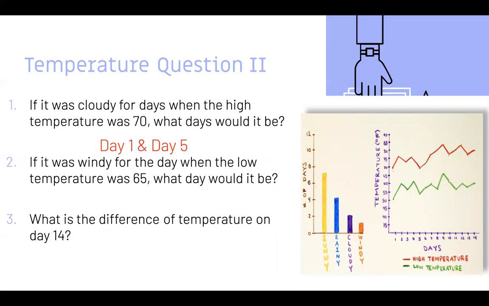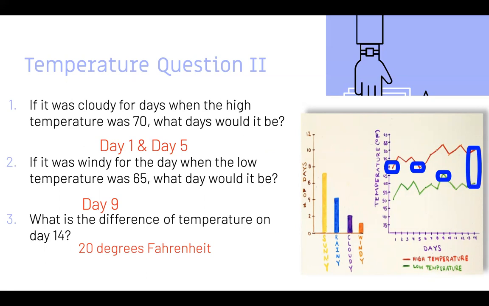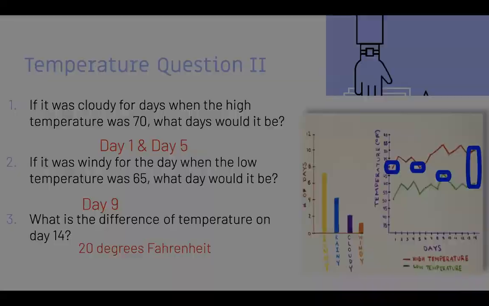If it was windy for the day when the low temperature was 65, what day would it be? We just have to find when that low temperature was about 65, and that was on day 9. And what's the difference of temperature on day 14? Well, day 14 you can see is about 20 degrees, sort of how it started, about 80 minus 60.